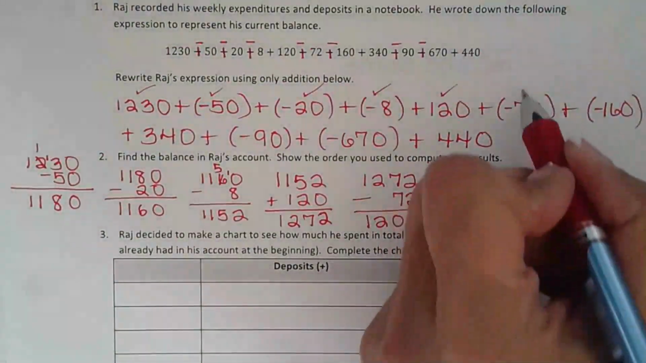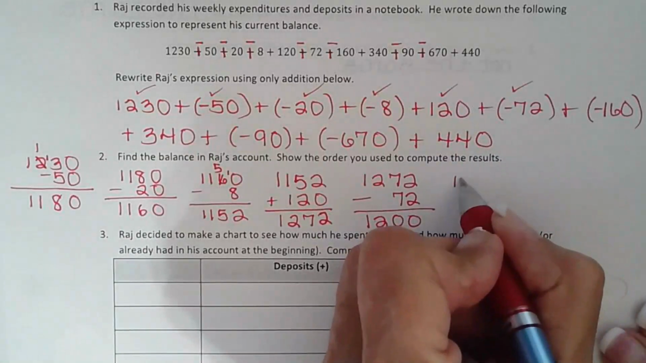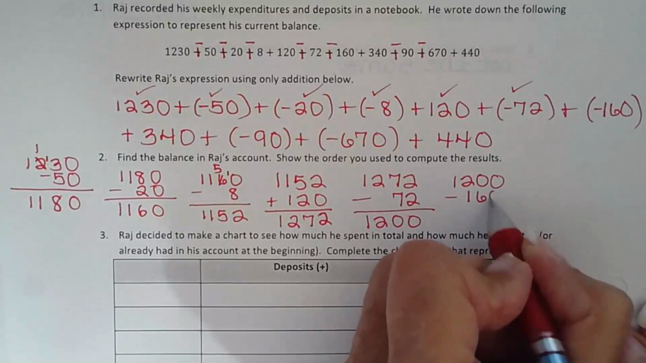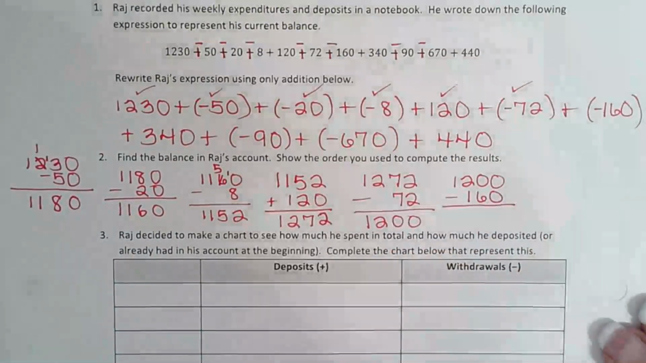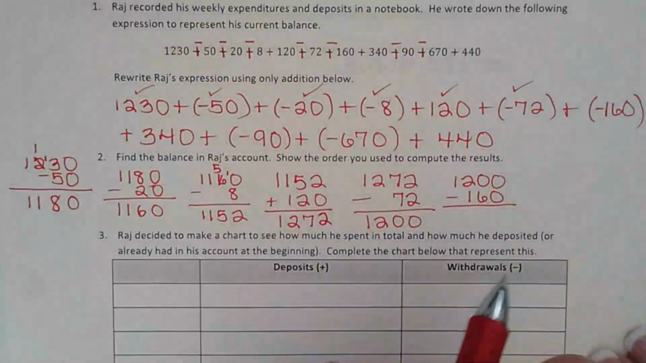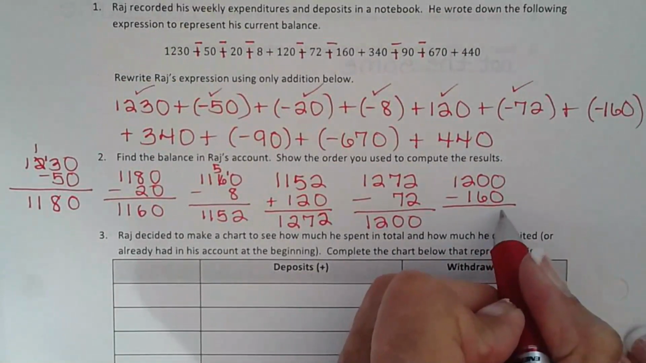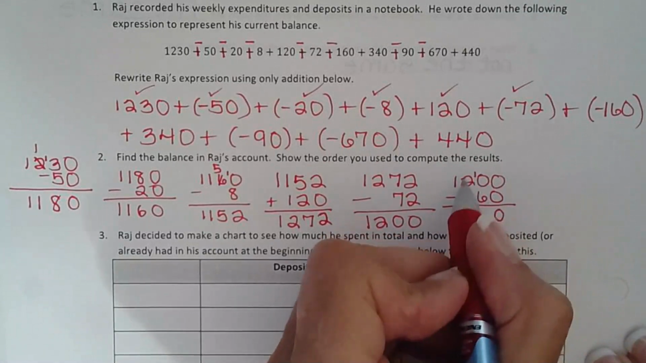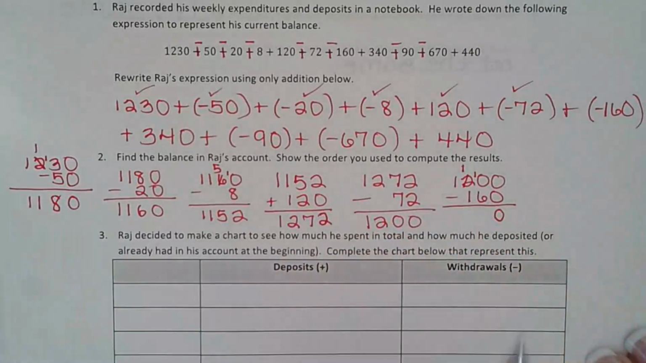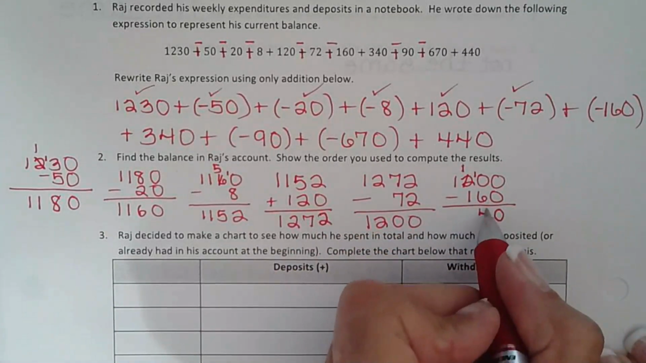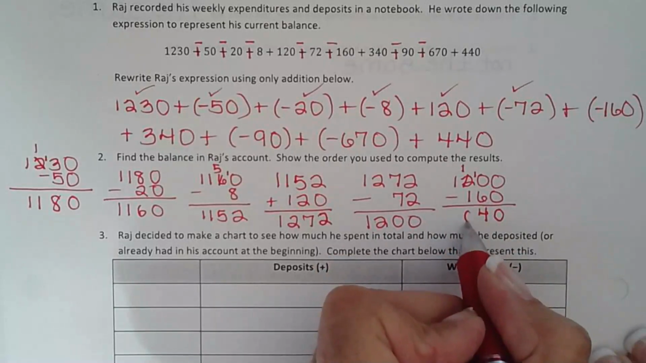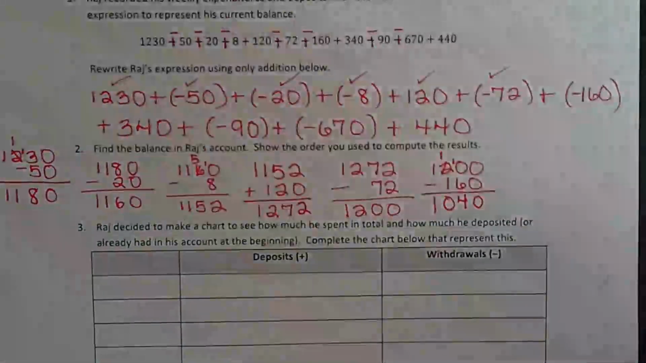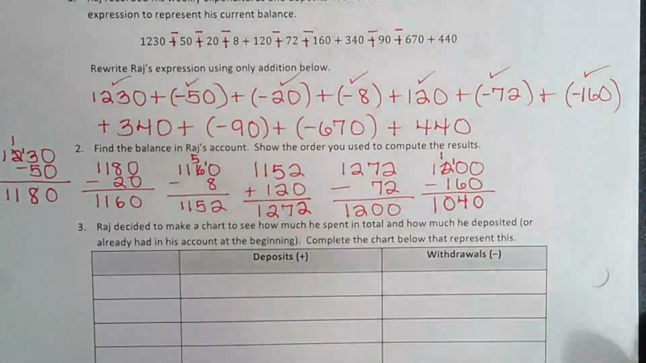Okay, that one's done. Now we have 1200 minus 160. Looks like we're going to have to borrow again. So that leaves us with 0, and then 10 to make it 1, borrow. 10 minus 6 is 4, 1 minus 1 is 0, and 1. So that turns into 1040. Done with that one. 4 more to go.